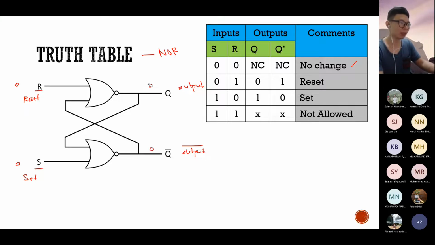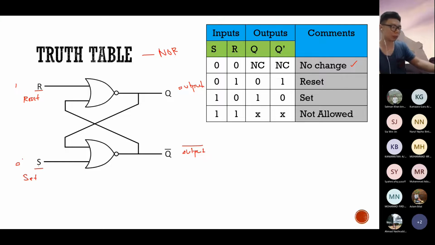So when you give this value over here, it goes into a no change state, NC. Whatever value it has on the latch, it just stays there. Let's take a look at what happens if we give a value of 0, 1. So let's say S we give a value of 0 and R we give a value of 1 over here.